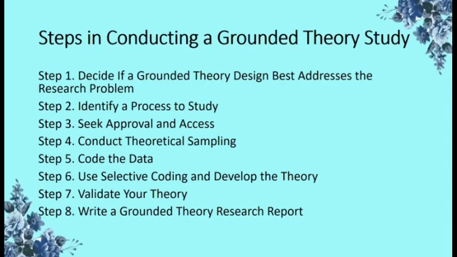The steps involved in conducting a grounded theory study are to start with the intent to develop a theory, to look at a process or action or interaction to study, to obtain necessary permissions, to sample individuals who have experienced the process, to code data into categories or concepts, and to interrelate the categories to form a theory. Next comes validating the theory and writing the grounded theory report.